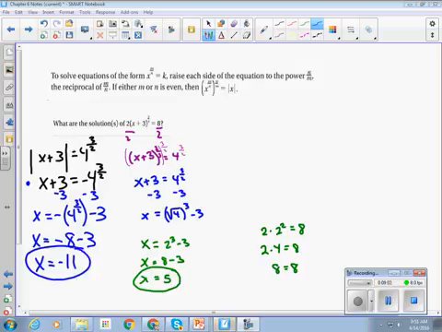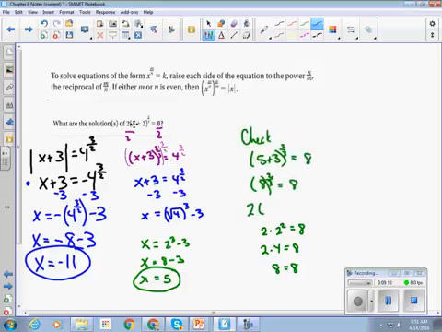So now I have to check both of those solutions. Let's check x equals 5 first. When I put it in, I get 5 plus 3 raised to the 2/3 power equals 8. 5 plus 3 is 8, and then 8 to the 2/3 power. I'm choosing to cube root 8 first because I know the cube root of 8 is 2, instead of squaring 8 first. So the cube root of 8 is 2. Then 2 squared is 4. 2 times 4 is 8, and 8 does equal 8.